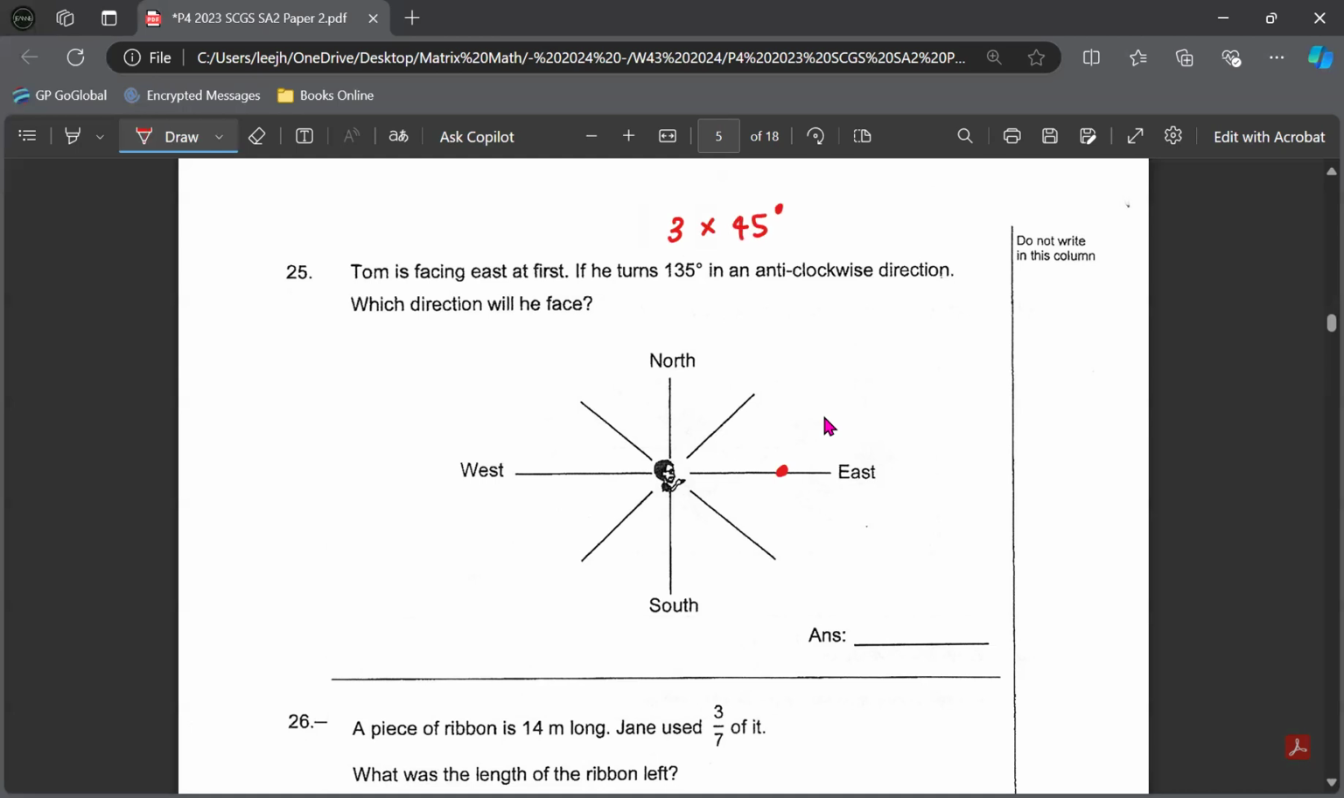Anti-clockwise, I remember to go the correct way. Anti-clockwise is this way, okay, backwards. So you go 345 degrees. This is 145 degrees, 245 degrees, 345. So what position is this? It's actually north-west. You should know how to read your positions already.